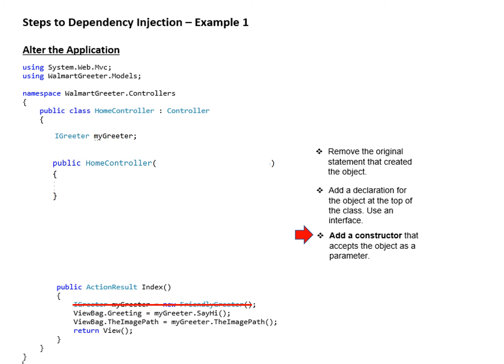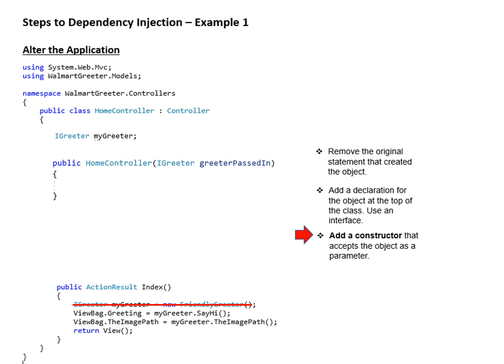Remember what we're doing: someplace outside of our application there's going to be an instance of one of these types of greeters. It's that instance that needs to get sent in. So it's going to be of type IGreeter. We're saying open, it could be FriendlyGreeter or HappyGreeter. So IGreeter is the type.